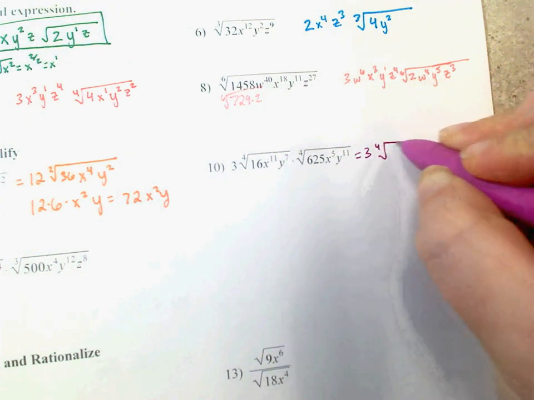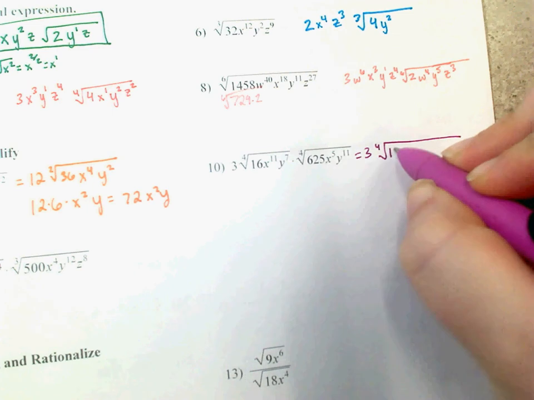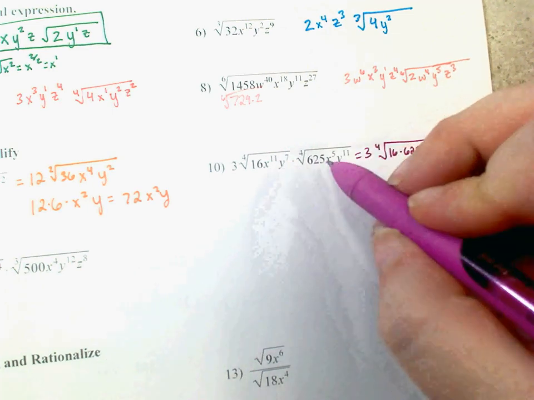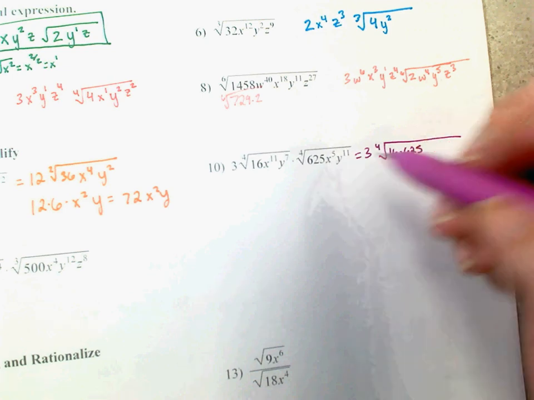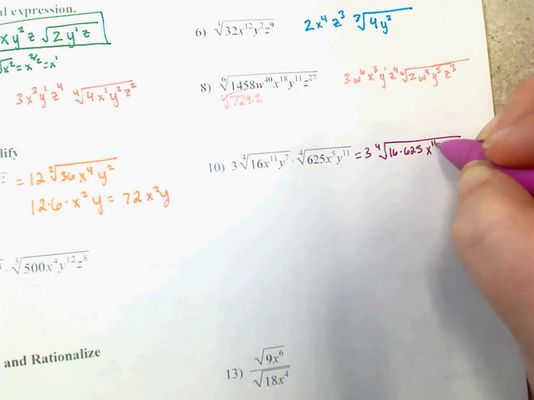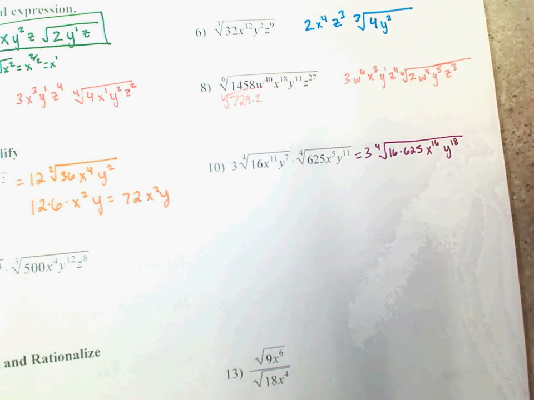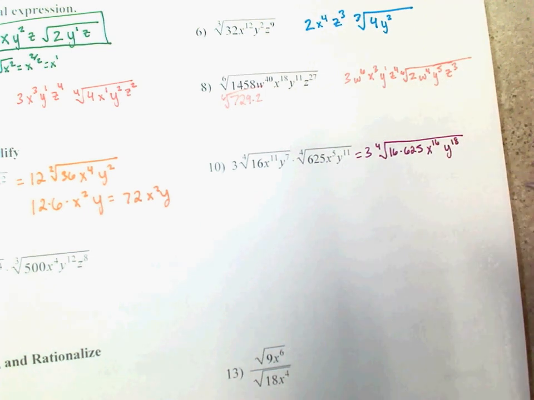So I'm going to write 16 times 625, and then I'm going to combine x to the 11th times x to the 5th is x to the 16th, so we add the powers. Y to the 7th times y to the 11th is y to the 18th. Okay, and I'll show you the other way that you might have solved it in a second.